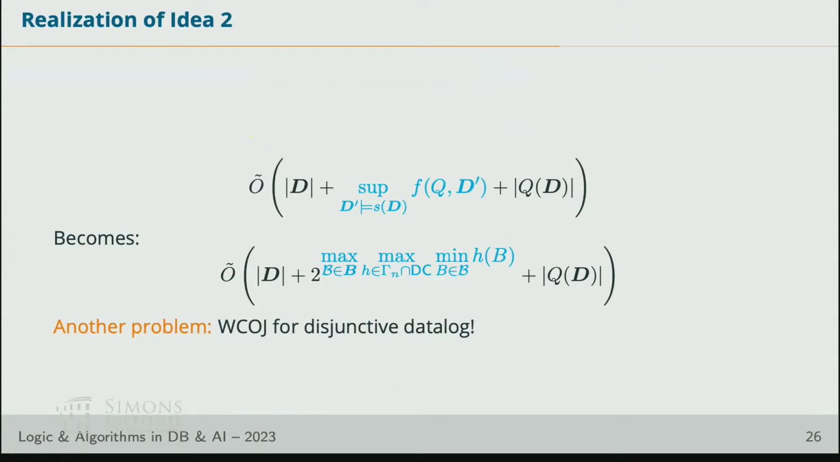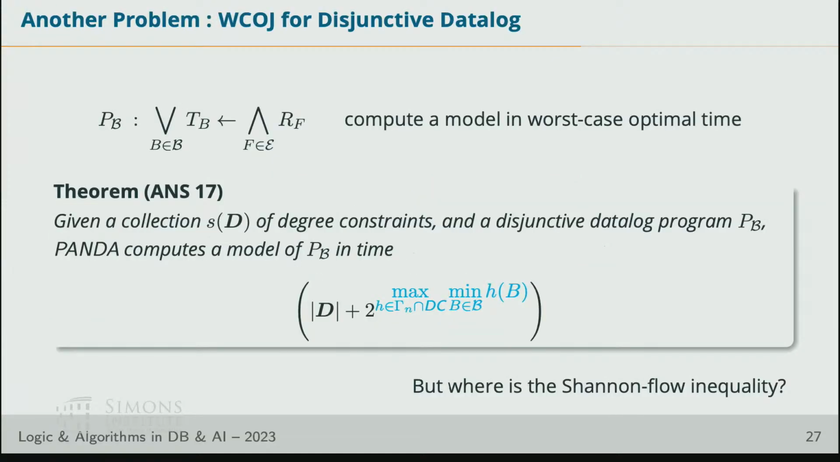Okay, so that's our realization of idea 2, right? So all we did was that we replaced this mysterious blue quantity with a collection of 3 decompositions. And then we have the worst case bound using the polymatroid bound. And well, we need a worst case optimal join algorithm for a disjunctive datalog. So this is a little bit more general than before. But we already had the PANDA algorithm in the proof-sequence framework, so we can apply the same idea. And that's what we end up with in the end.